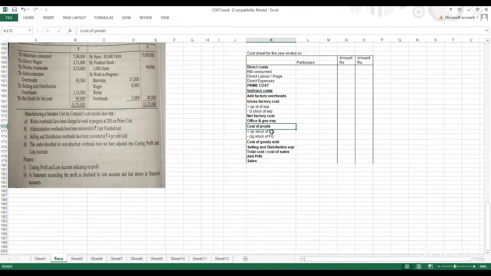Okay, so in net factory cost, if we add office admin expense, we get cost of production. After that, we add opening stock of finished goods less closing stock of finished goods, we get cost of goods sold. Then we add selling, we get total cost or cost of sales. Then we add profit, and that becomes the profit. Okay, then we get sales at the end. Okay, this is the format. Let us read the question and solve it.